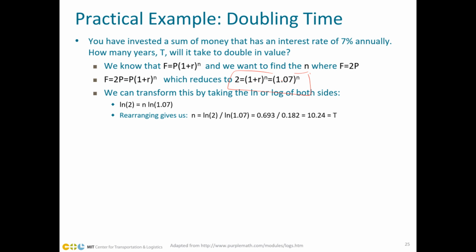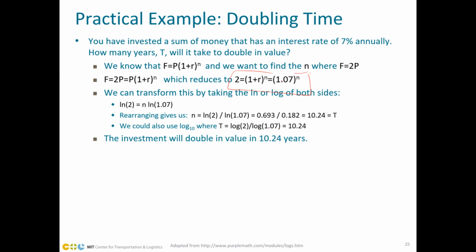Again, any calculator worth its salt or spreadsheet, you can use this ln or natural log function, or if you wanted to, you could stay with log base 10. It doesn't matter. The logarithms, regardless of the base, have the same properties. Just make sure that you use it consistently within the same equation. So I could do log of 2 divided by log of 1.07, and it would also give me 10.24. So essentially, what does this mean? My investment will double in value in 10.24 years if I have a 7% annual interest rate.